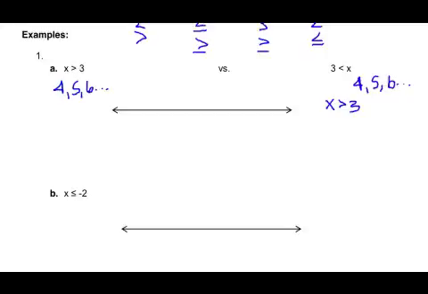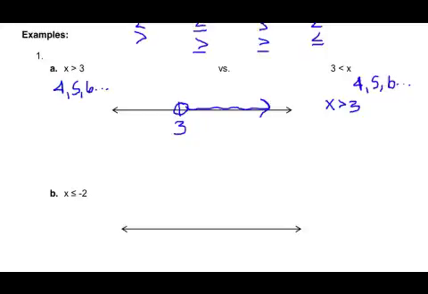And if we were to graph this, we have the 3 on the number line. It is an open circle because it is greater than, it's not or equal to, and we are going to the right. So that is the graph for x is greater than 3.